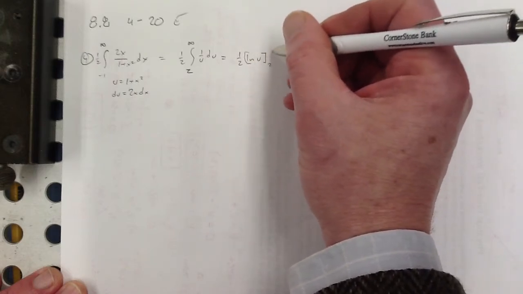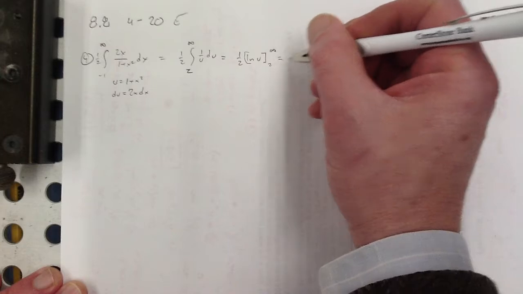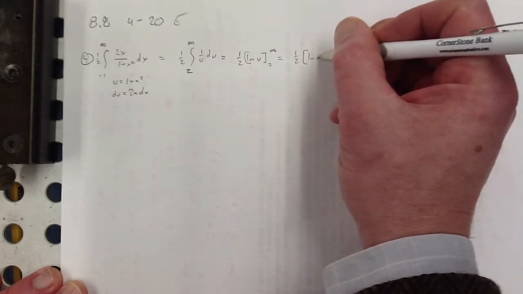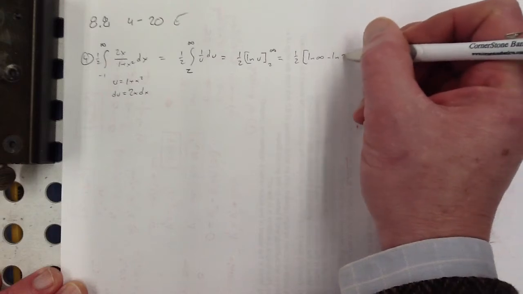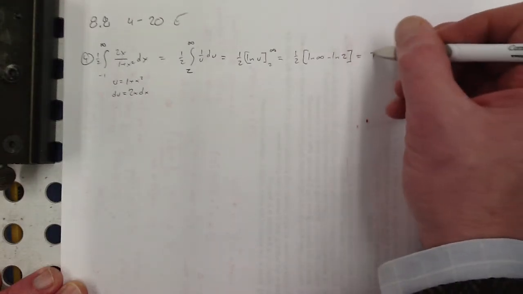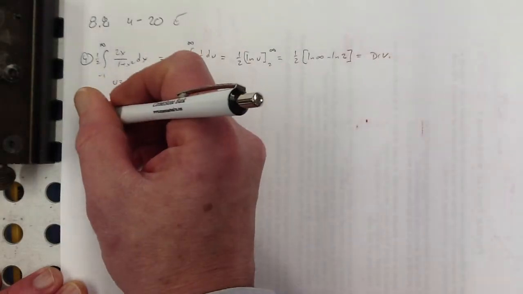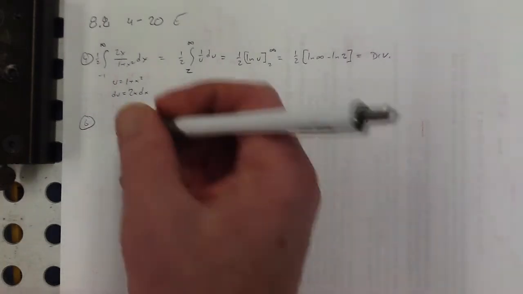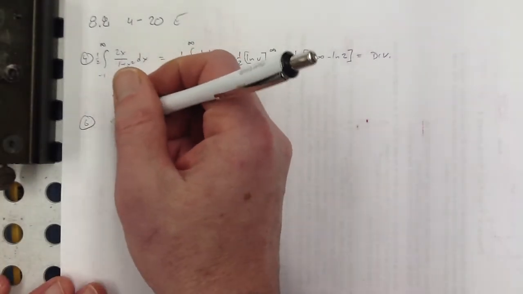And the natural log of infinity is infinity. So this is a bust. Divergent. All good. Number 6.